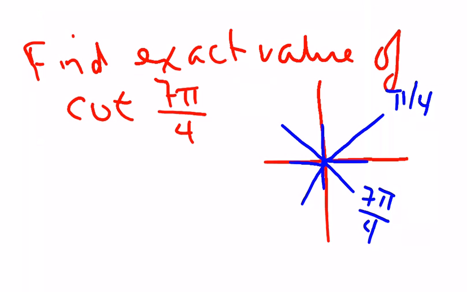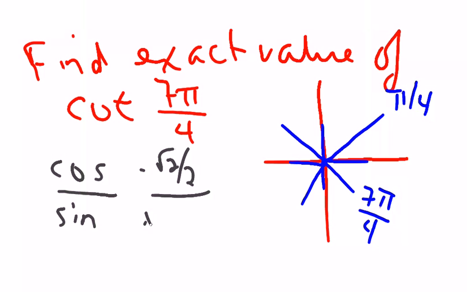So in this case, we know that cotangent has to be cosine over sine. And if we look back at that chart, cosine and sine of pi over 4 was square root of 2 over 2. But we're on the negative, so we have negative square root 2 over 2 divided by the square root 2 over 2, but that just leaves us with negative 1.